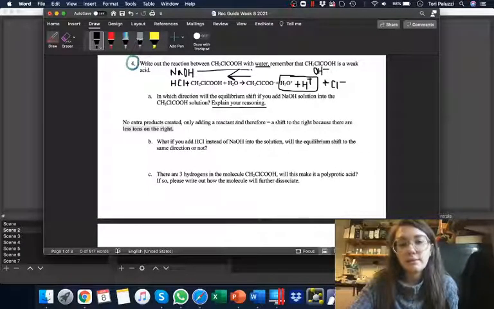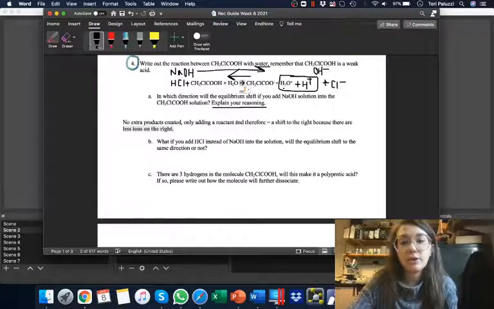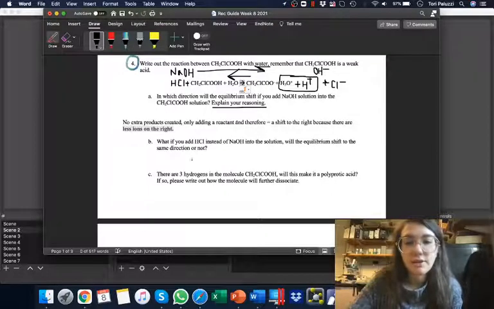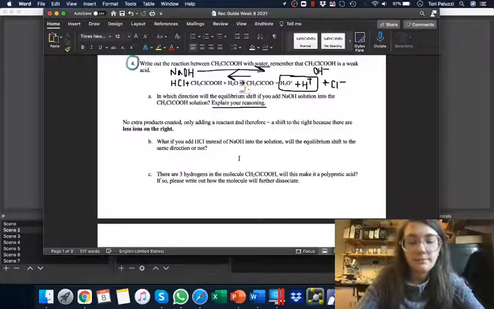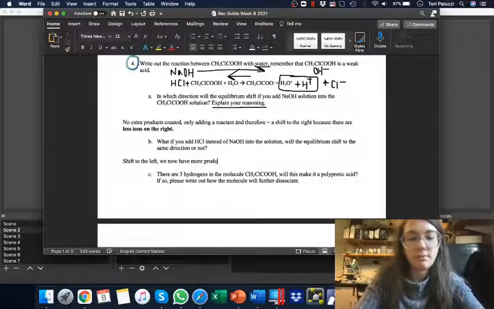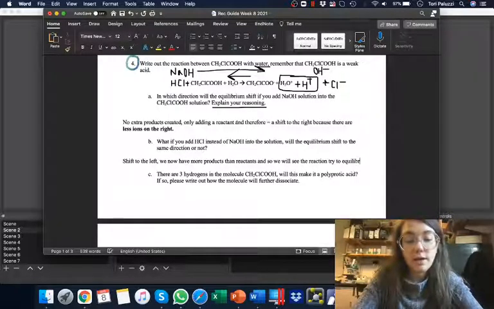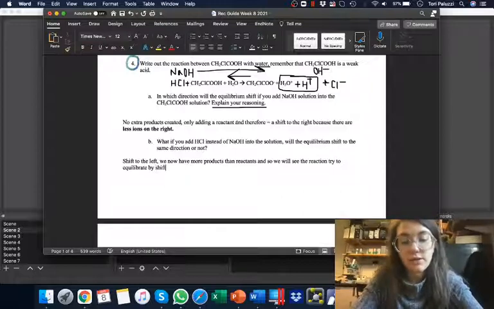So this would be a shift to the right, but this would be a shift to the left because now I've got 1, 2, 3, and here I've got 1, 2, 3, 4. So this now is going to shift to the left, and that is because we now have more products than reactants, and so we will see the reaction try to equilibrate by shifting to the side with less ions.